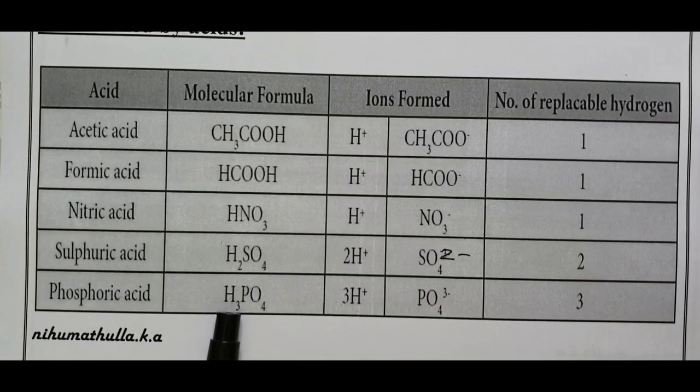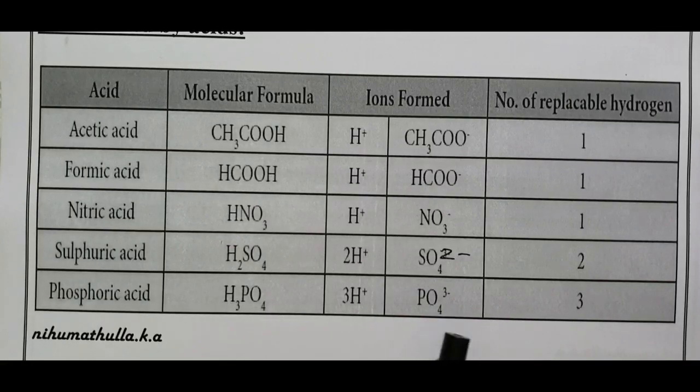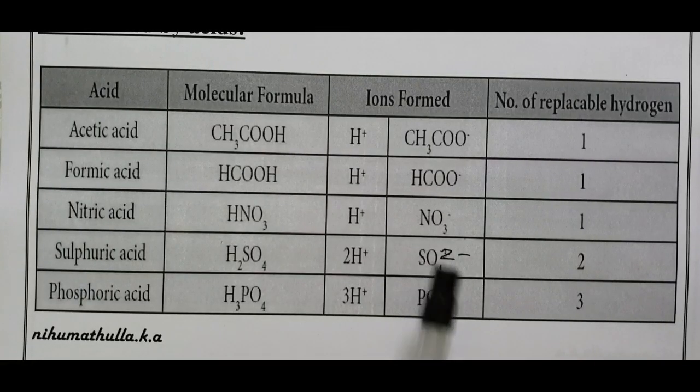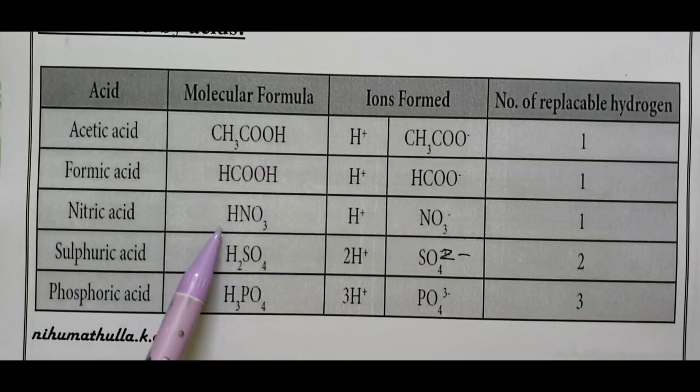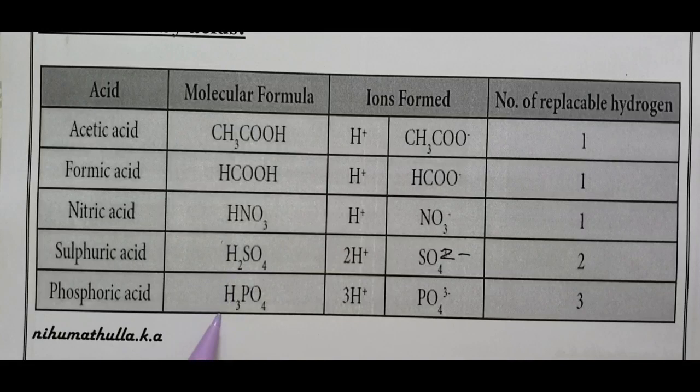Orthophosphoric acid on ionization gives 3 H plus ions and PO4 3 minus ion, phosphate ion; sulfate, phosphate, nitrate. The number of replaceable H plus ions is equal to 3. The basicity of orthophosphoric acid is 3. Basicity 1, basicity 1, basicity 1, basicity 2, basicity equal to 3.